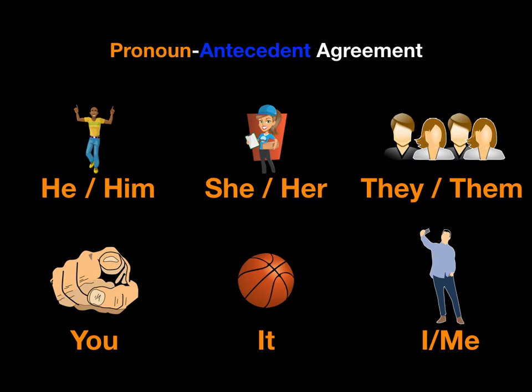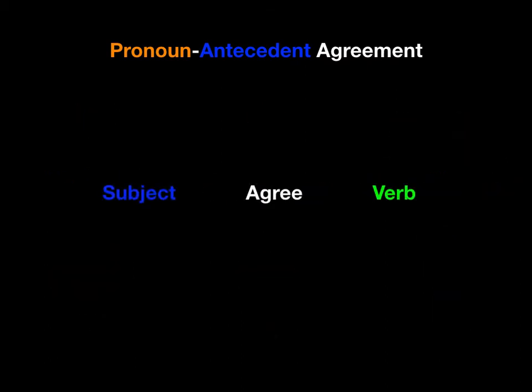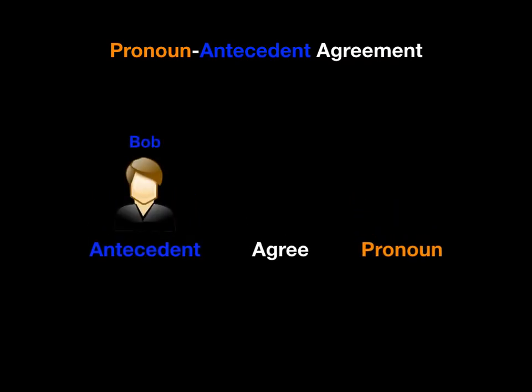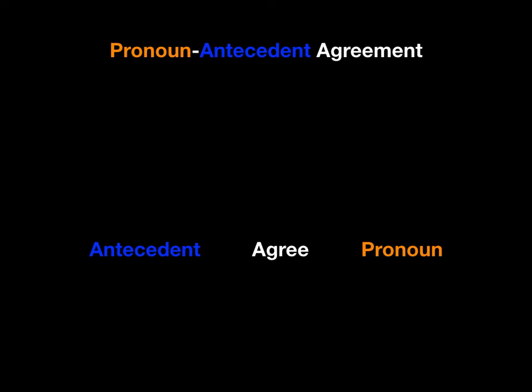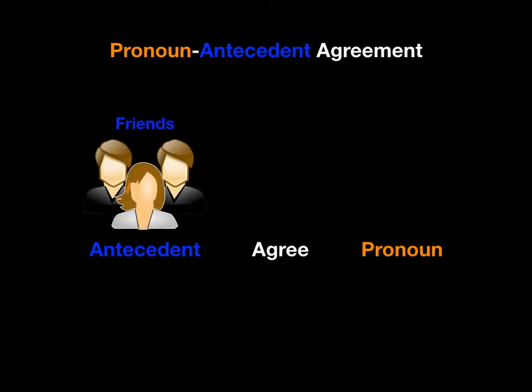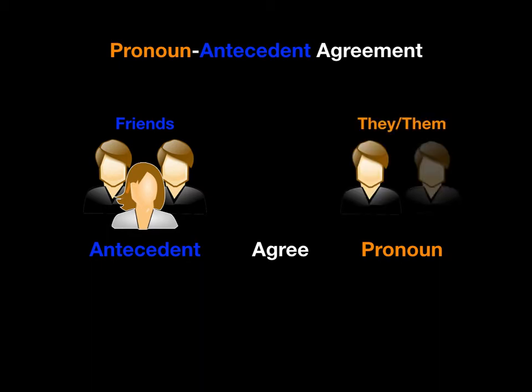As with subjects and verbs, pronouns and antecedents must agree with one another. For instance, if we have the singular masculine antecedent Bob, we need to make sure that the pronoun is also singular and masculine, he or him. If we have an antecedent that is singular and feminine, we need to make sure that the pronoun we use is also singular and feminine. If our antecedent is plural, such as in the word friends, we need to make sure that our pronoun is also plural, as in they and them.